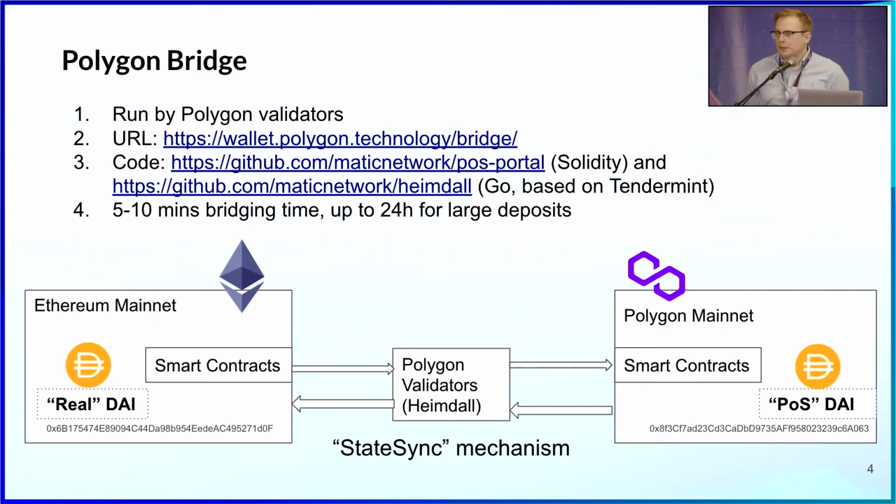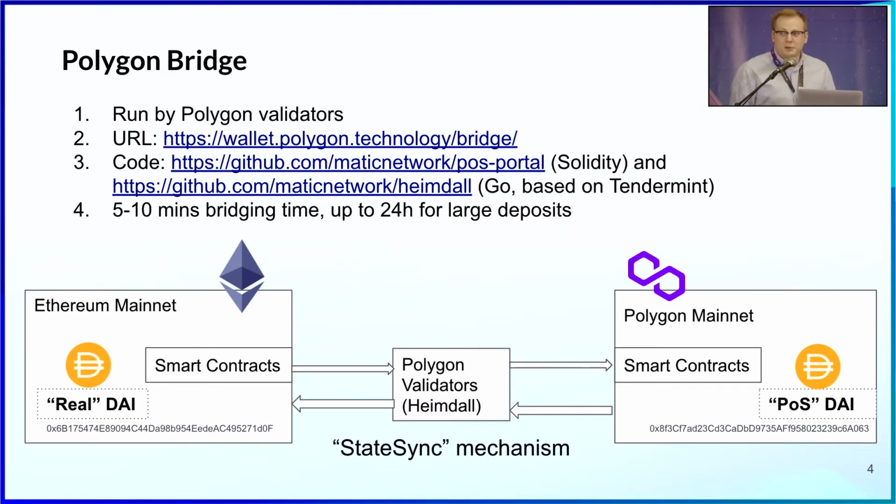So let's start with the Polygon native bridge. This is the one that was implemented and developed by Polygon, so unsurprisingly, it's run by Polygon validators. The source is available online, and there's a URL there if you want to check it out. What this bridge does is take real DAI on the Ethereum mainnet, which has some specific contract that you know and love for DAI, and map it to so-called POS DAI on the Polygon main chain. Those contract addresses are not necessarily the same, as we see here on the bottom, but the idea is to maintain a one-to-one mapping between DAI on Polygon and DAI on Ethereum.